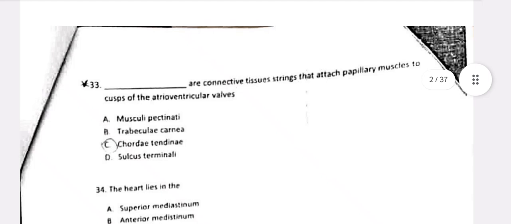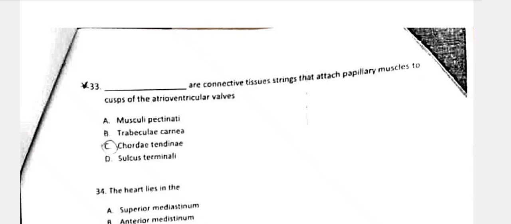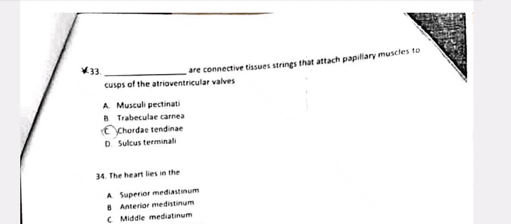So, question 33 was as follows. Dash are connective tissue strings that attach papillary muscles to cusps of the atrioventricular valves. This question is falling under the cardiovascular system, specifically looking at the structure of the heart. The first option is A, musculi pectinati, then B, trabeculae carneae, C, chordae tendineae, and then D, the sulcus terminalis.